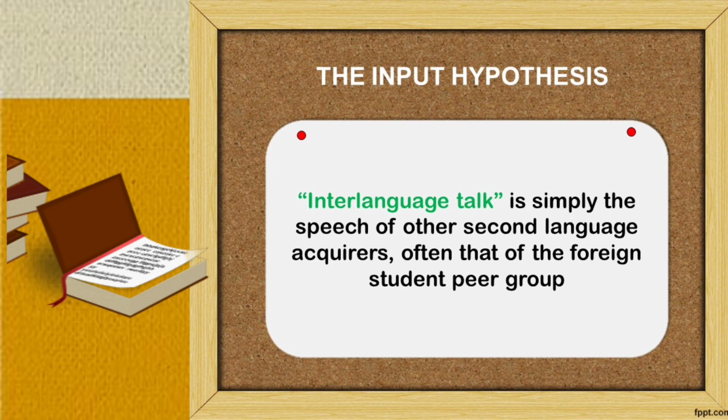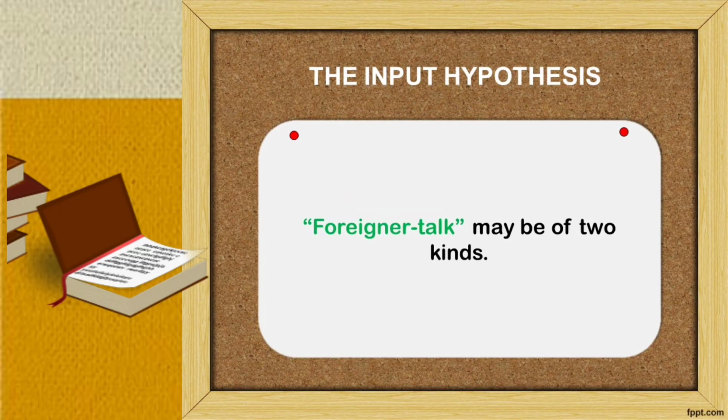Interlanguage talk is simply the speech of other second language acquirers, often that of the foreign student peer group, and foreigner talk may be of two kinds. The term has been used to describe native speakers' imitations of second language speech, or rather their acquisition of aspects of this interlanguage.